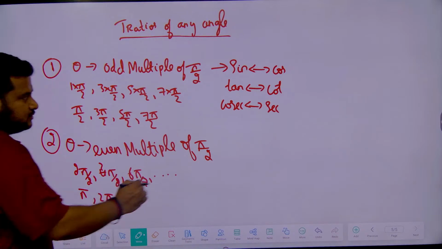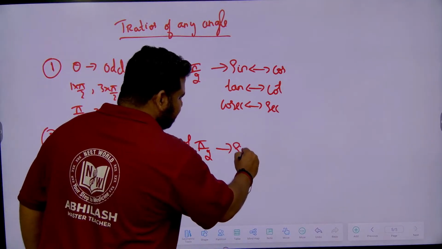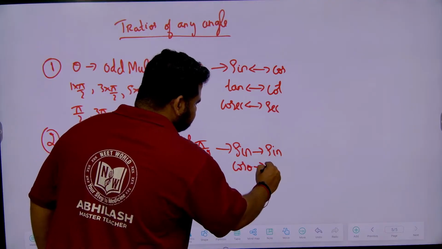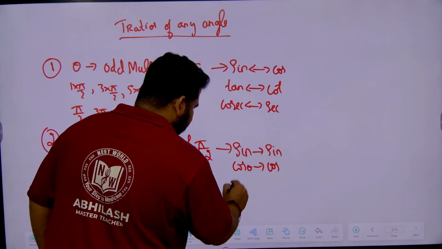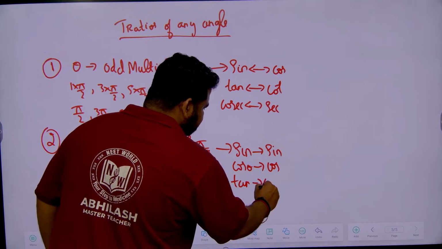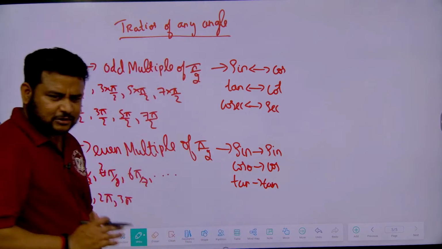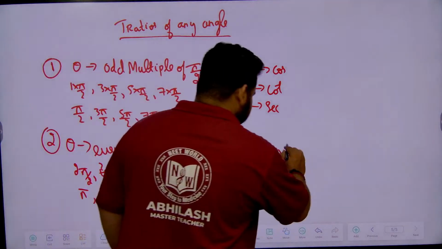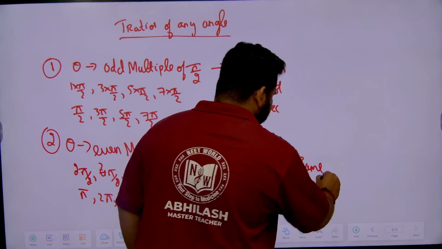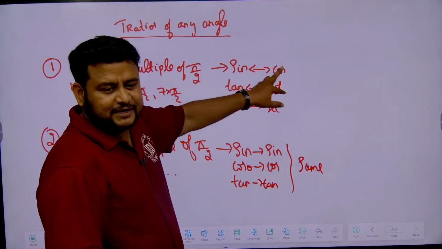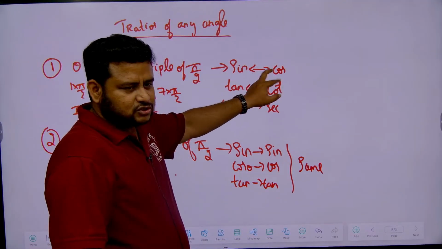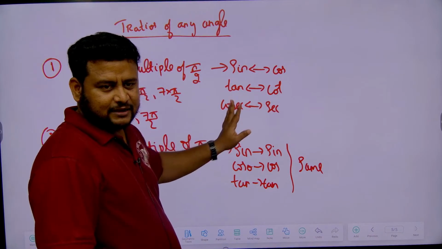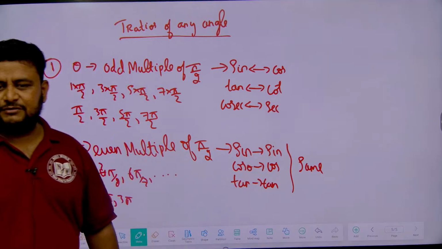What will happen? The trigonometric ratio will remain the same. Sin will remain sin, cos will remain cos, and tan will remain tan. Same thing goes for other trigonometric ratios. Cot will remain cot, secant will remain secant, cosecant will remain cosecant. It will remain the same. In the odd case it becomes its complementary: sin's complementary is cos, cos's complementary is sin, tan's becomes cot, cosecant's becomes secant. But here it will remain the same.